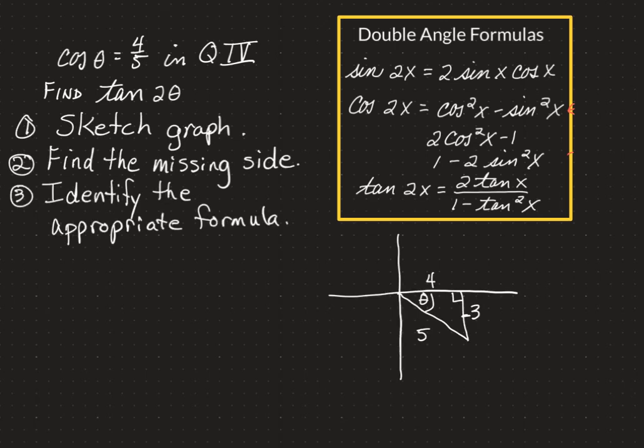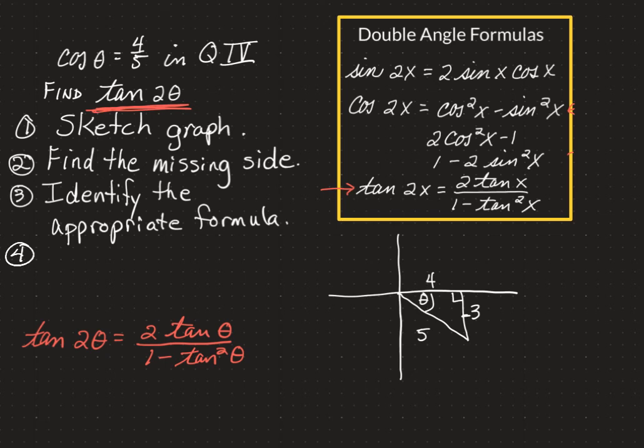Now what do we need to do? We need to identify the appropriate formula. So what does that mean? I'm looking for the tangent of 2 theta. Which of these formulas involves a double angle for tangent? Well, there's only one of them. Sometimes with cosine, you may have to choose among the different possible formulas. For tangent, there's only one. So we have our appropriate formula. Our fourth step is to find the value of the needed trig ratio.